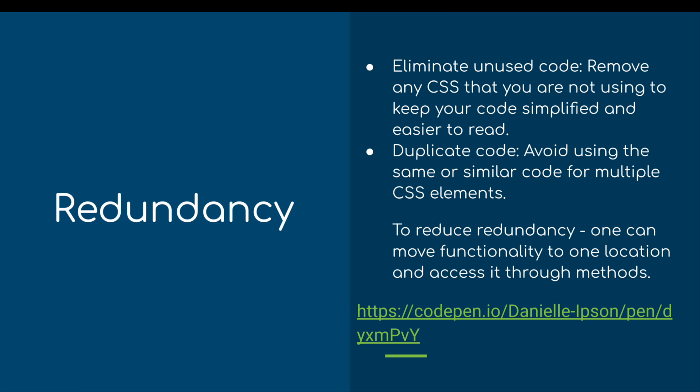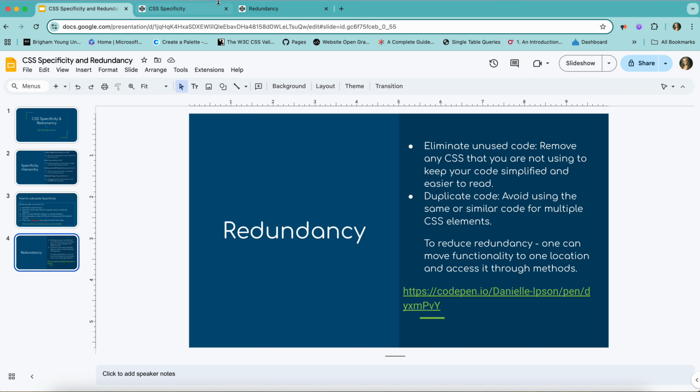So we want to keep our code neat and simple because that makes it easier to read and also to edit later. We also want to check for any duplicate code. So it is best practice to avoid using the same or similar code for multiple CSS elements. To reduce redundancy, one can move functionality to one location and access it through calling methods. So here is our example of redundancy.